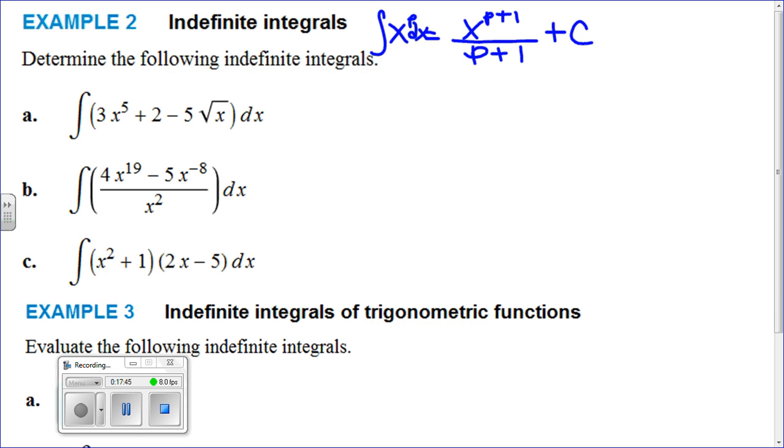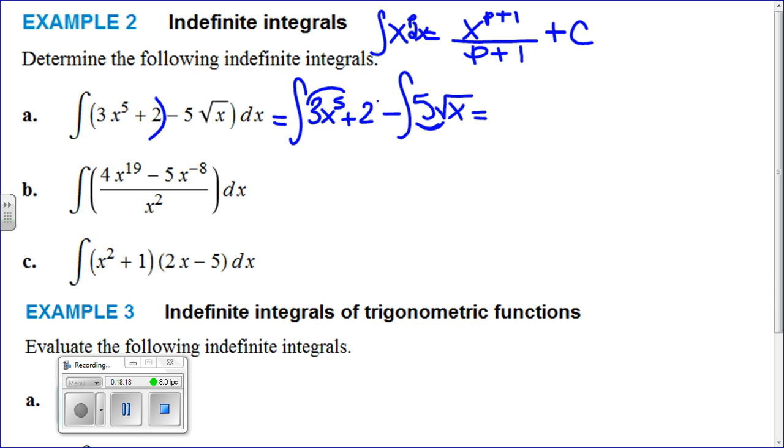Alright, so here we're going to break this one into, let's say, actually we could do 2. We could take the first two terms. So the integral of 3x to the 5th plus 2 minus the integral of 5 square root of x. So first, the first thing that I'm going to do is factor this 5 out. But before that, let's go ahead and, oh, and I'm missing the x, sorry.